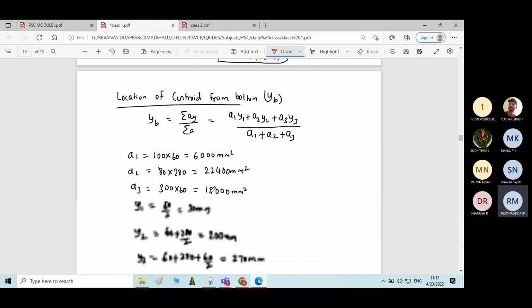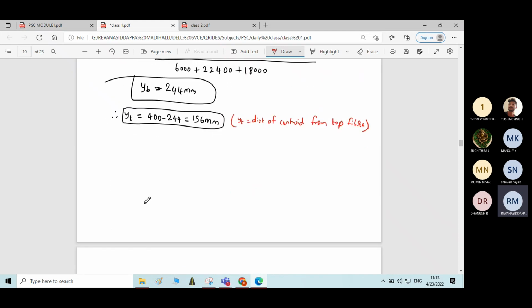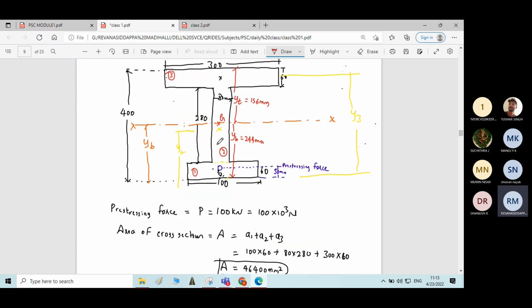The next step is to find the eccentricity. If you locate the centroid, then you can easily find the eccentricity. What is eccentricity? Eccentricity is the distance between the centroidal axis and the point where the prestressing force is applied. That is called the eccentricity. Correct? Let me show the eccentricity here. Eccentricity will be from here to here. So this is the eccentricity. It is the distance between the centroidal axis and the point where the prestressing force is applied.